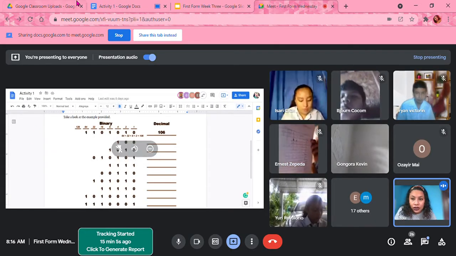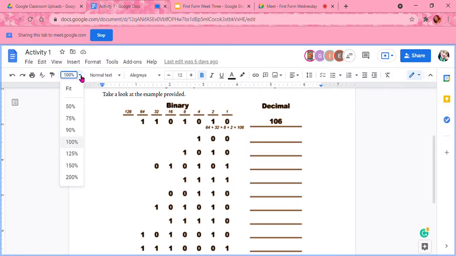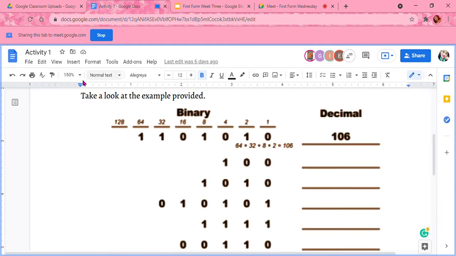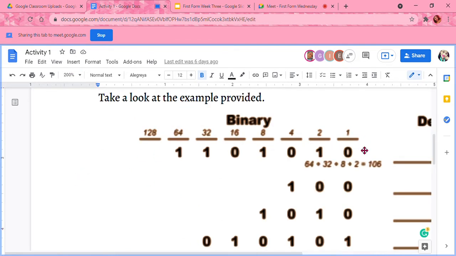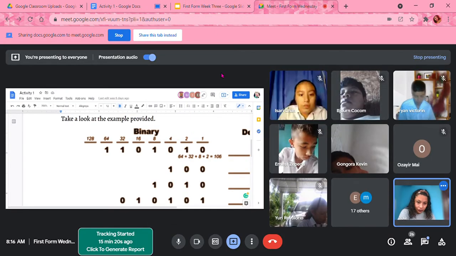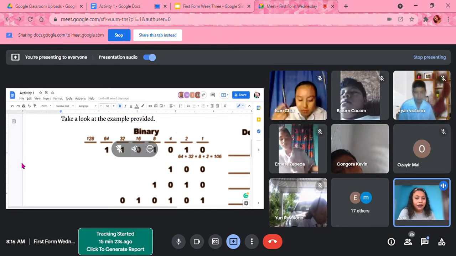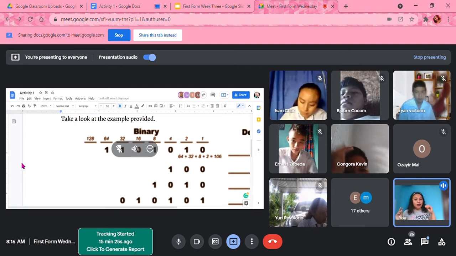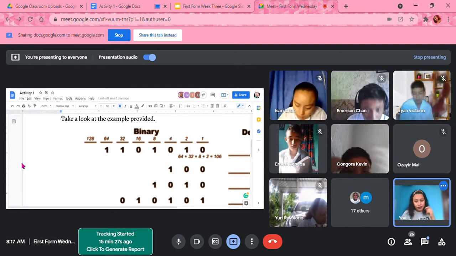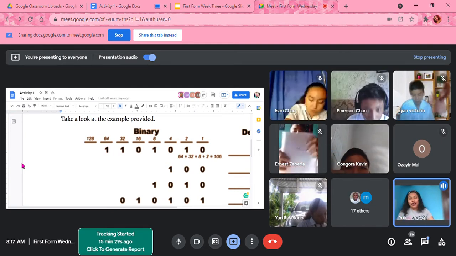Alright, so let me zoom this a little bit. Yep, 1, 2, 4, 8, 16, 32, 64, 128. Go ahead and write them at the top of your page so that you can look at them and very fast see what those values are.